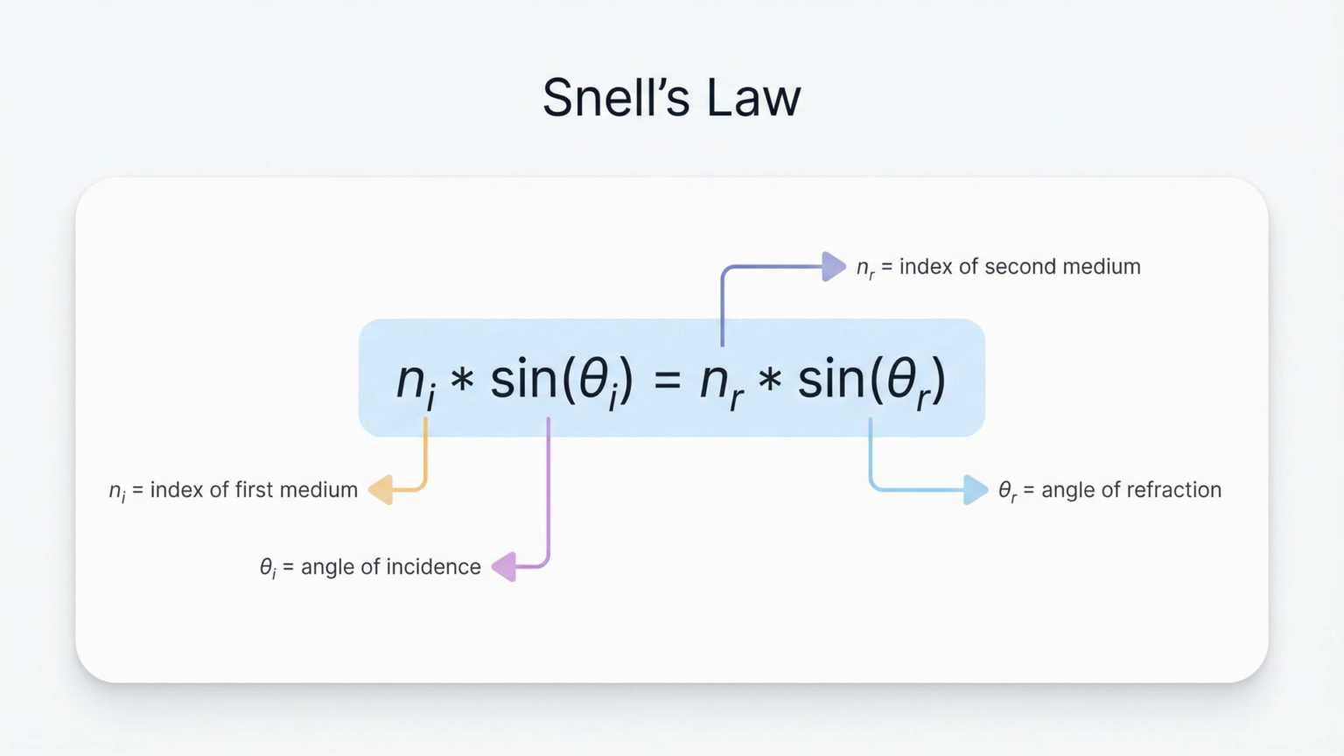To calculate exactly how much it bends, we use Snell's law. It looks a bit scary with the trigonometry, but it's just matching sides. The index of the first medium times the sine of the incoming angle equals the index of the second medium times the sine of the refracted angle.